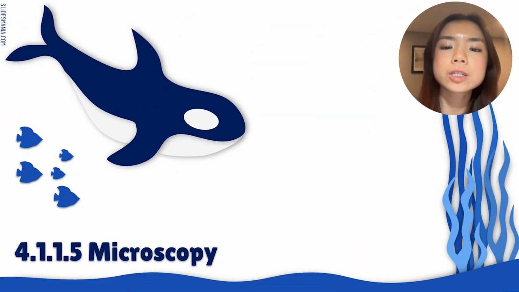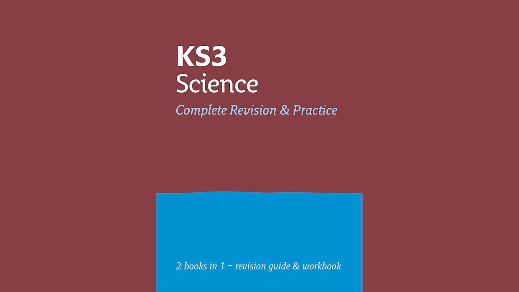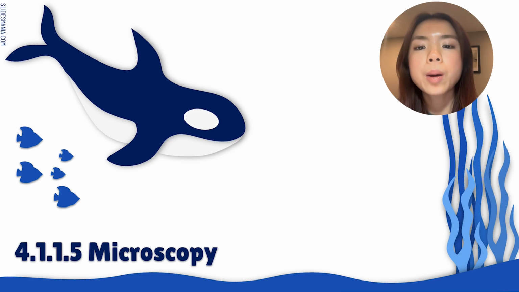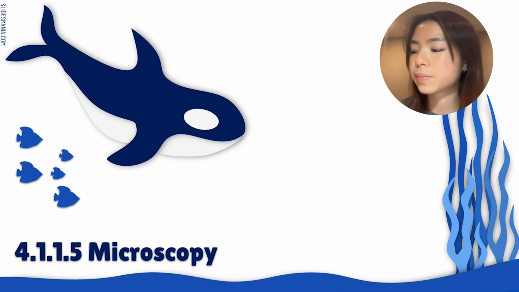So today we're going to be talking about microscopy. And before we go into anything, let's just recap on what we've been through before in school. Microscopy is a topic that we've touched on in KS3, so in year 7, year 8, and year 9. But right now, for GCSE level, we're going to go into it in a bit more detail.